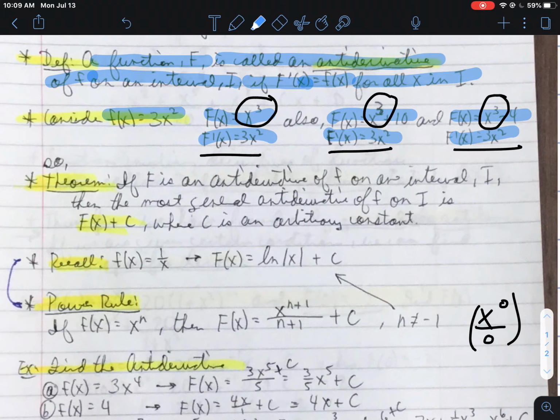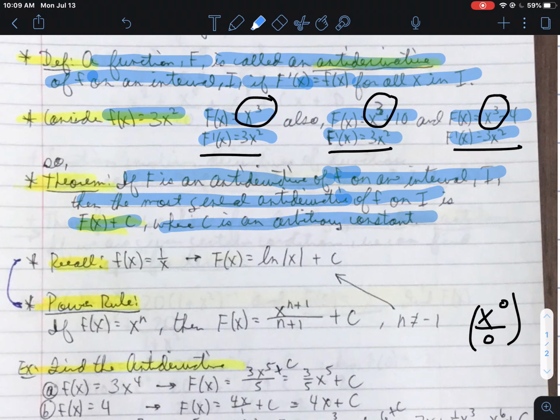So, theorem: if cap F is an antiderivative of little f on an interval I, then the most general antiderivative of little f on I is that function cap F of x plus c, where c is representing some arbitrary constant. So anytime you find an antiderivative, unless you're given specific information that allows you to find a specific antiderivative, you're always tacking on the plus c. So we want to make that a habit. And it's not a minor thing.